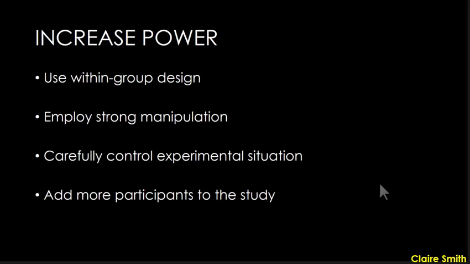To increase power, we can use within group designs, right? So we don't have individual differences affecting what we see, lots of variability within people. Employ strong manipulation, so making sure that when we're manipulating things, we have levels of manipulation that are significant enough to cause differences. Control the experimental situation, make sure that there's not external factors and noise affecting how people are reacting. And then always adding more participants to the study can increase the power and get rid of all the other stuff that's not good.